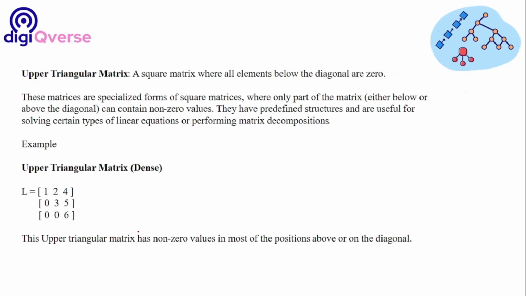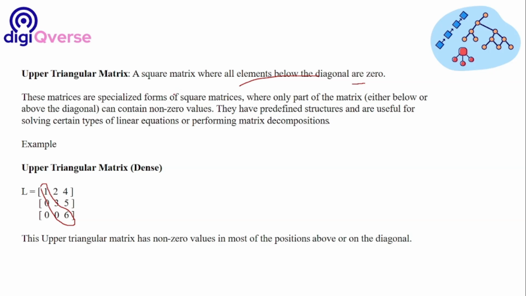Next is the upper triangular matrix, a square matrix where all elements below the diagonal are 0, right? So here the elements below the diagonal are 0. In the lower triangular matrix, all the 0 elements were on top of the diagonal elements, I mean those were 0. Then here the elements below the diagonal are 0.